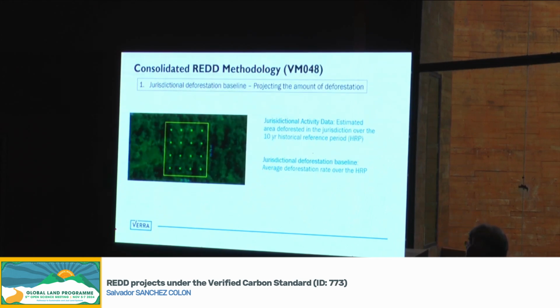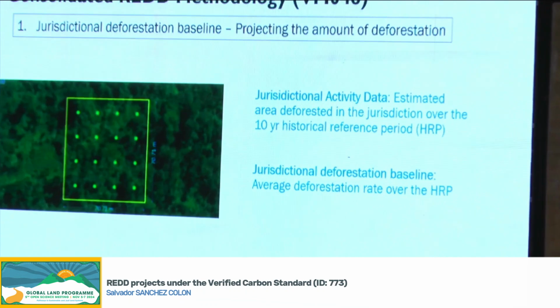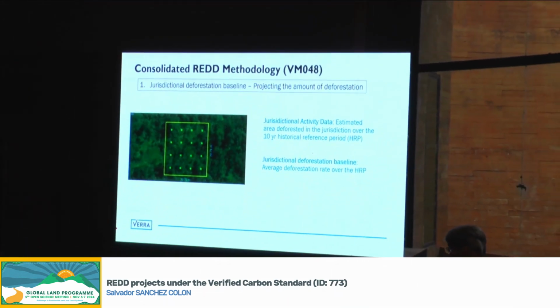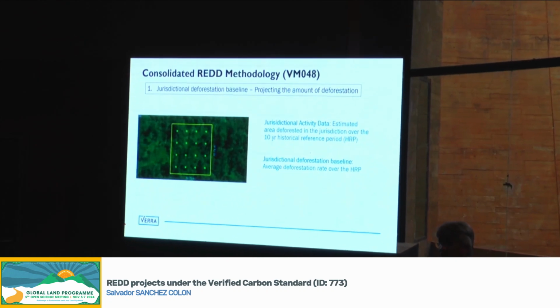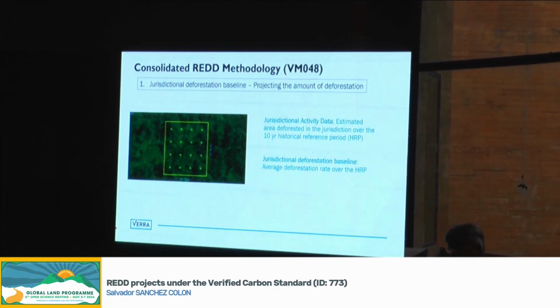That's pretty simple. The first step, basically what we do is to collect data using high resolution, high quality satellite imagery and statistical methods. We utilize sample-based area estimation to estimate the deforestation rate that has happened across the entire jurisdiction over the last 10 years, what we call the historical reference period. And then the assumption is that the average rate of deforestation that we observe across the jurisdiction over the last 10 years might hold or might still happen in the following 6 years.